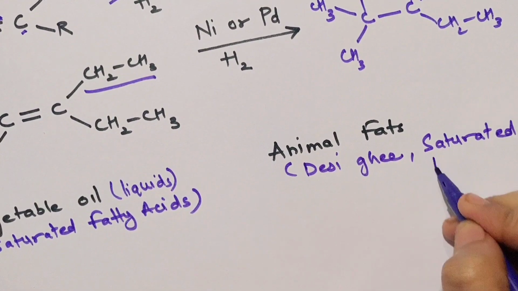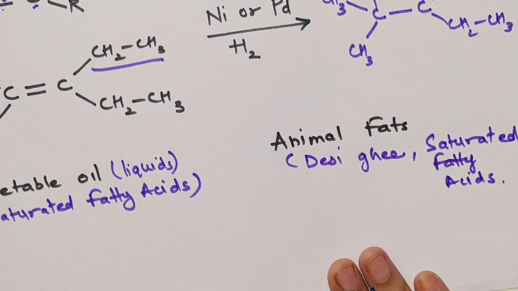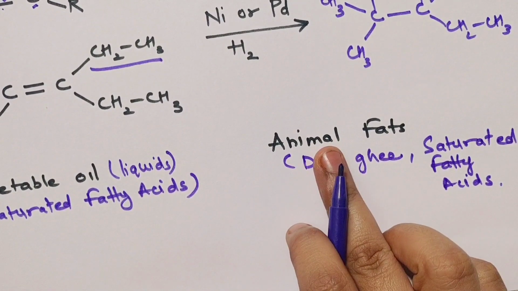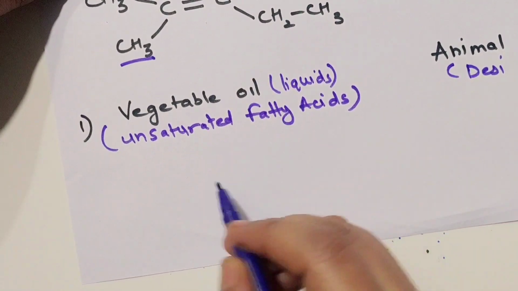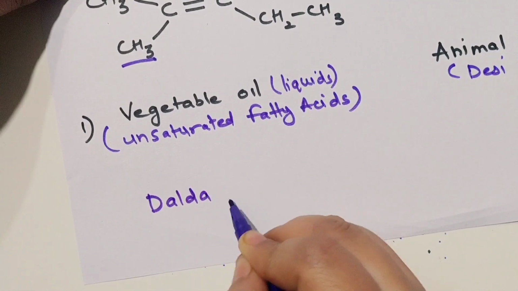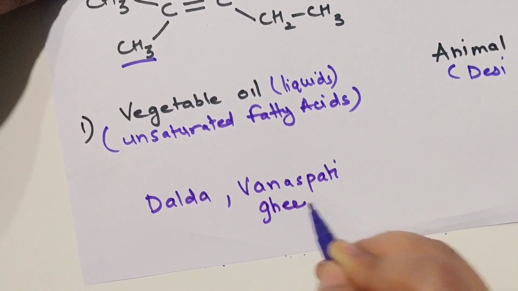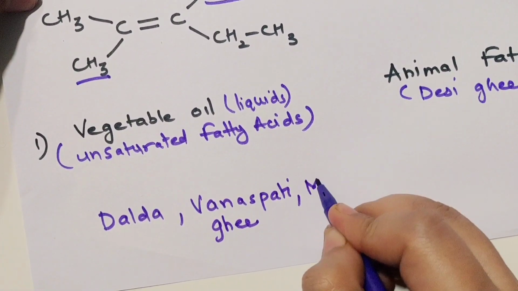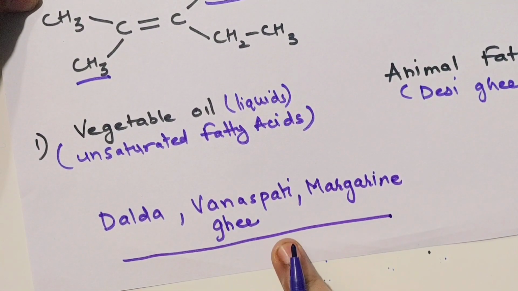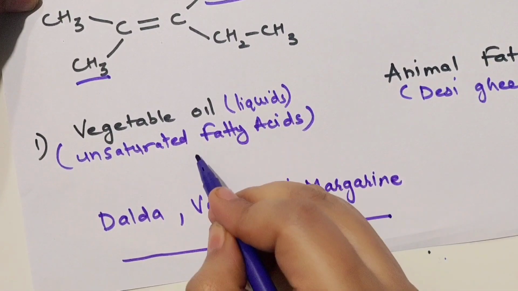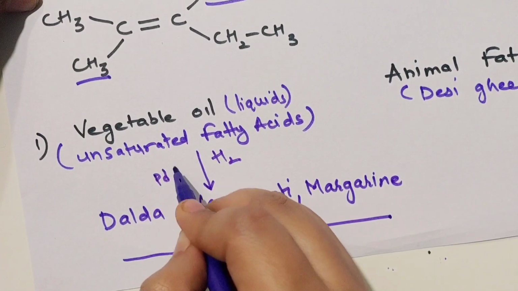Okay, they are saturated fatty acids. Now the difference between desi ghee, which is an animal fat and saturated fatty acid, and dalda ghee, dalda or vanaspati ghee, or margarine, is that they are basically vegetable oils solidified by addition of hydrogen in presence of palladium or nickel.